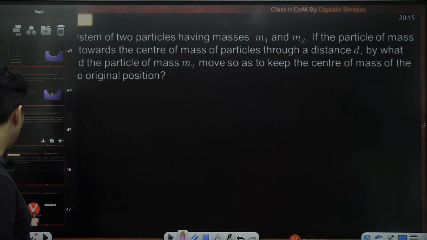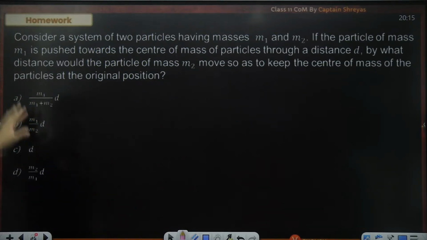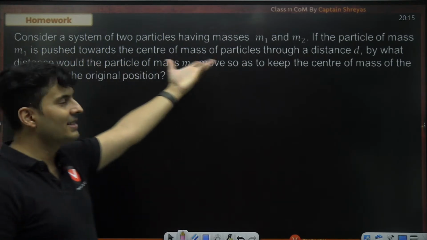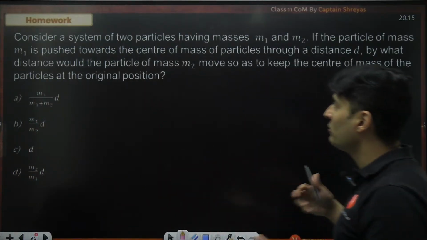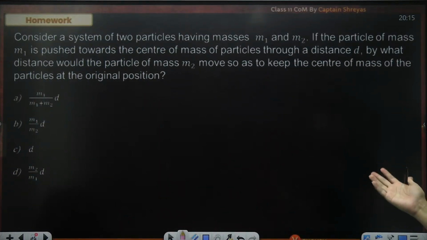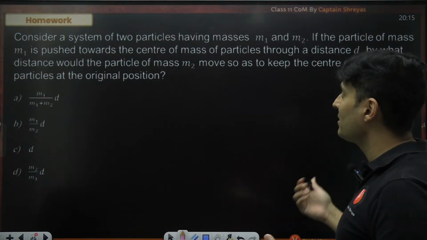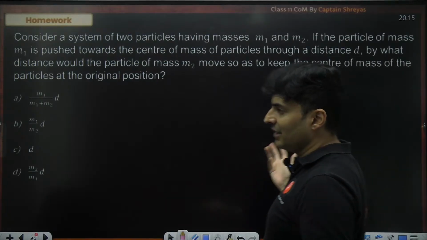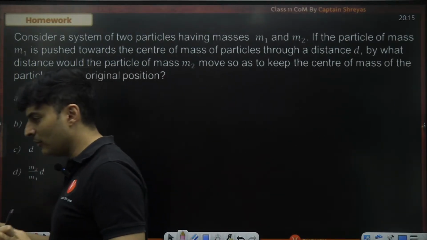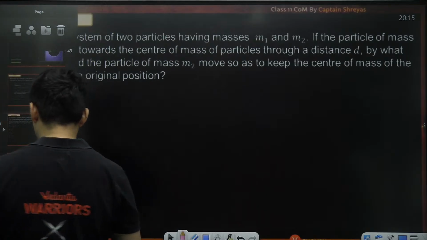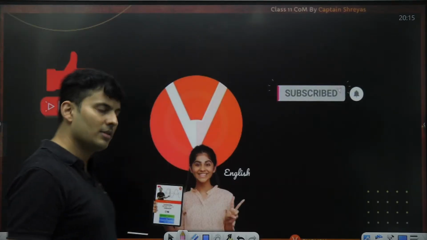Is that okay? Now I have kept a homework question for all of you. Consider a system of 2 particles, M1 and M2. M1 moves by distance d. By what distance should the other mass move to keep the center of mass at rest? Very straightforward. I'm pretty sure you will be able to solve it. The answer is there on the next slide along with the solution.